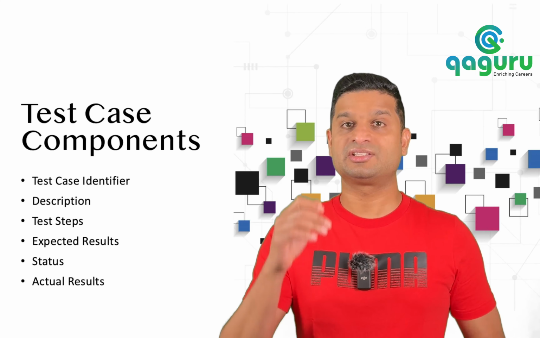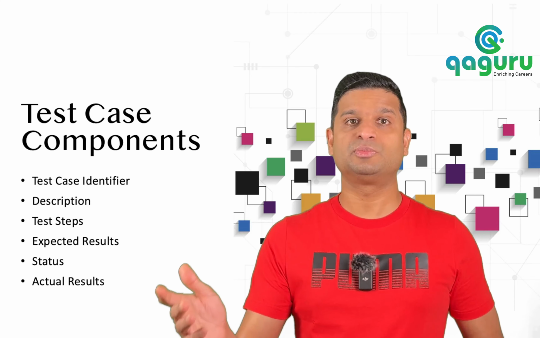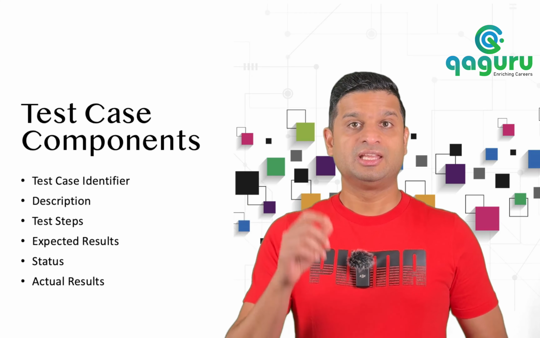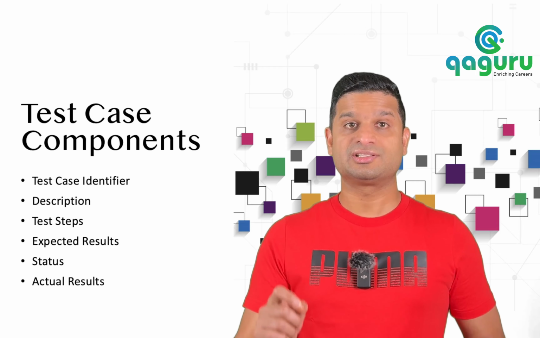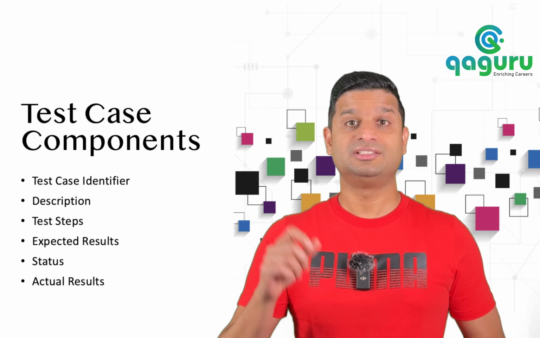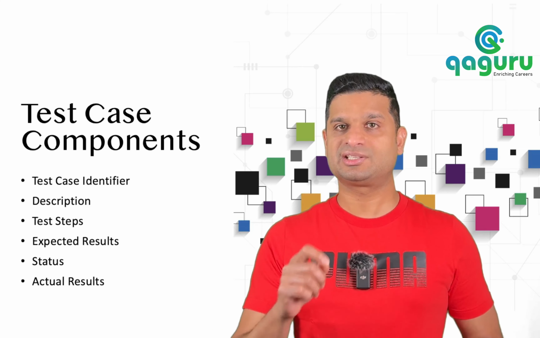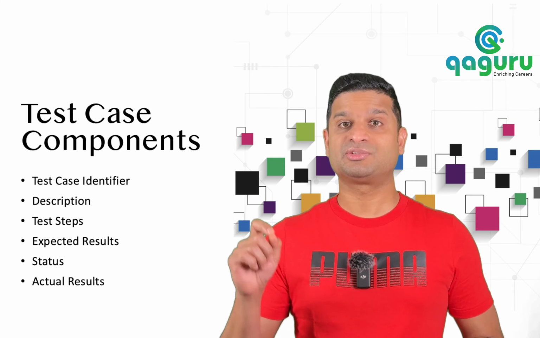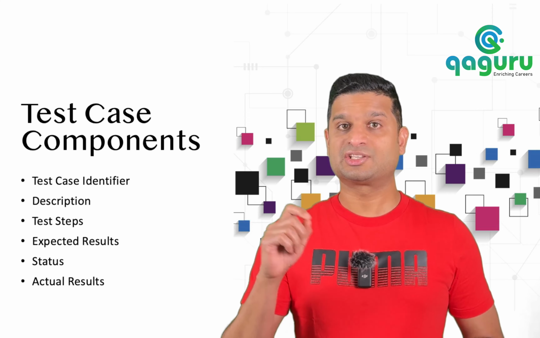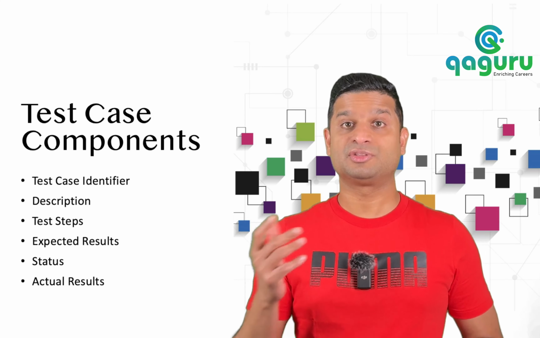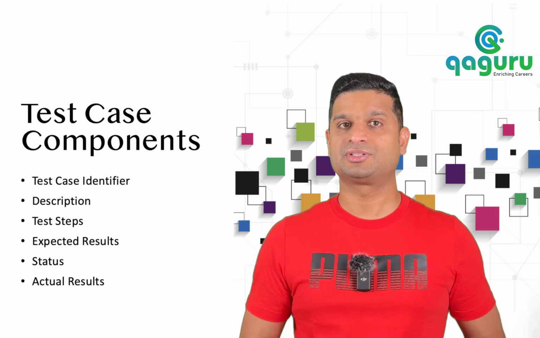Each test case has a sequence of steps to be performed as part of the test scenario. Each step should be clear, concise, and executable, detailing what actions the tester should take. For each test step, we've got to write the expected result, if applicable. It explains the expected behavior of the software after executing the test steps.